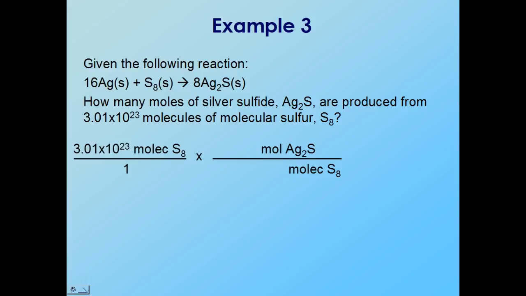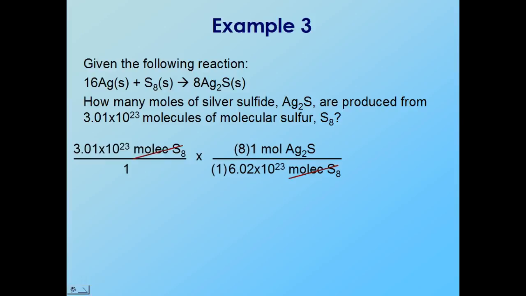So with molecules or atoms or ions or formula units, Avogadro's number is always going to be used to represent 1 mole of that substance, and moles is always going to default to 1. I now need to look at the balanced equation to relate S8, the sulfur molecules, to silver sulfide, and I see that 1 sulfur molecule will make 8 silver sulfides. And so I've accounted for the relationship between those substances as well as what quantity would need to make those 2 equivalent to 1 mole.